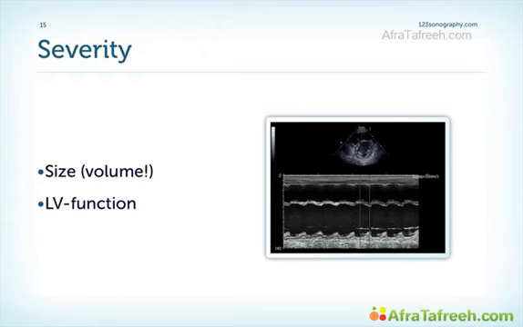To quantify the severity of disease, we can either look at the size, in particular the volume, or at left ventricular function. Here are some examples. This is an M-mode tracing where you can see that the left ventricle is significantly enlarged and that we only have a moderate decrease in the diameter during systole, in other words, a poor contractile function.